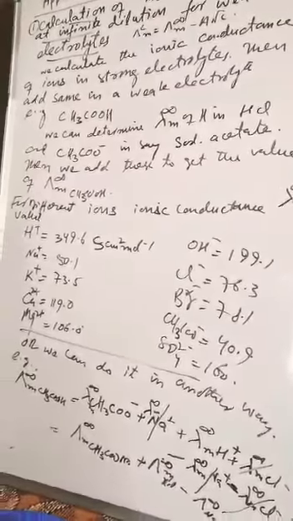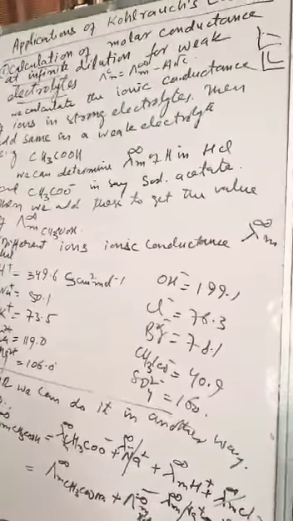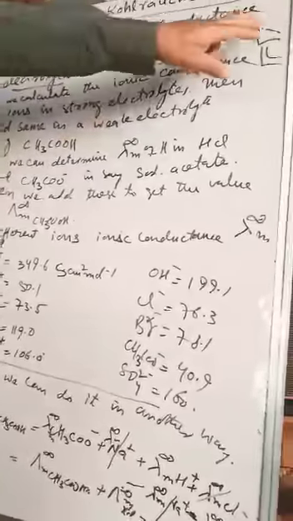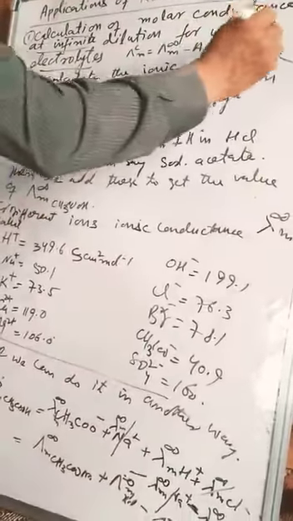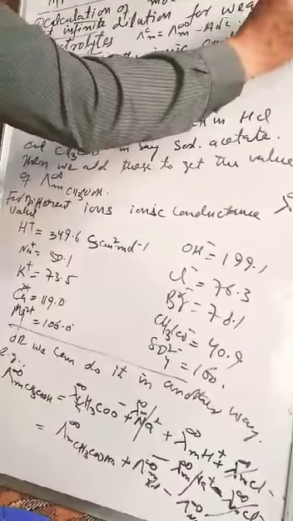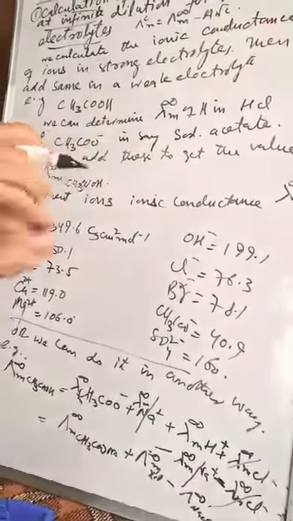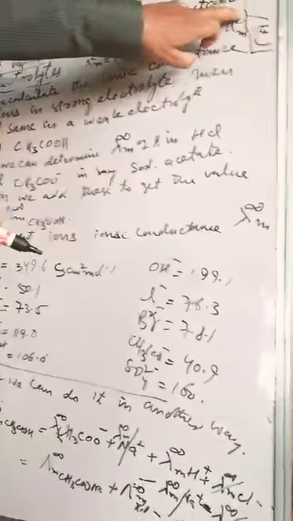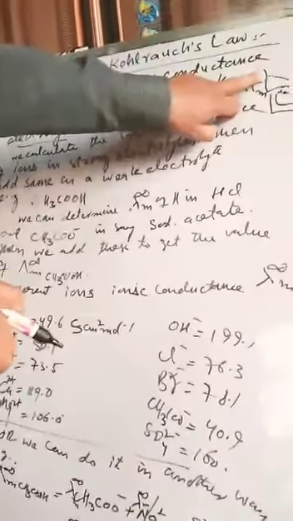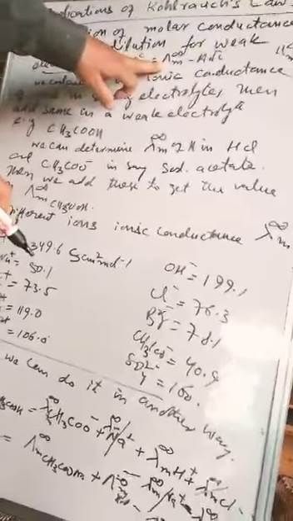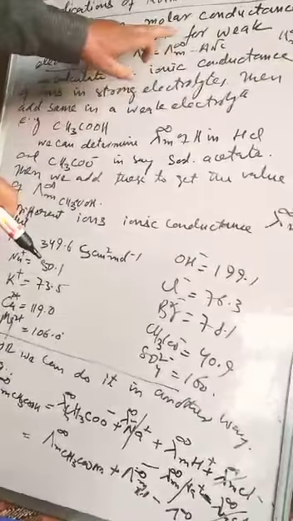And we have already seen that in case of a strong electrolyte we get a graph like this. When we plot the molar conductance at different concentrations against the square root of C, we get this graph, and when we extrapolate it here, we get the value at infinite or zero concentration. This we get the value of lambda m infinity.